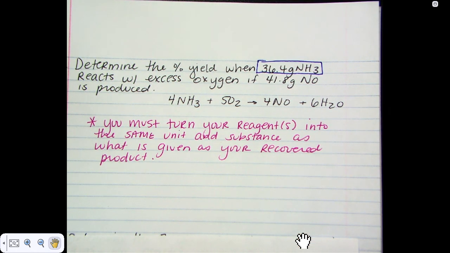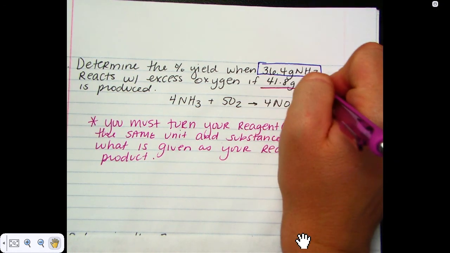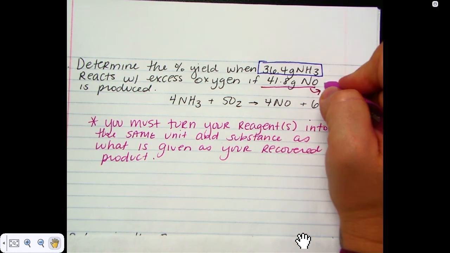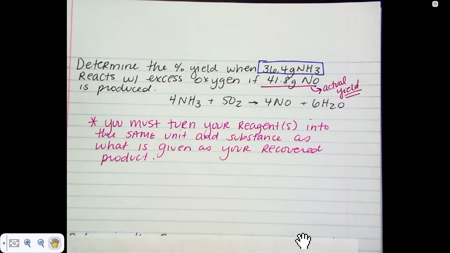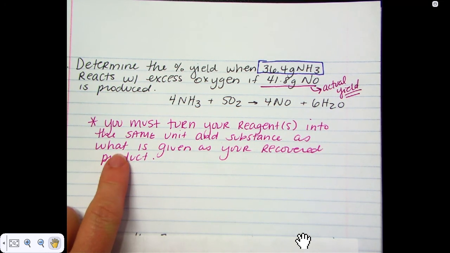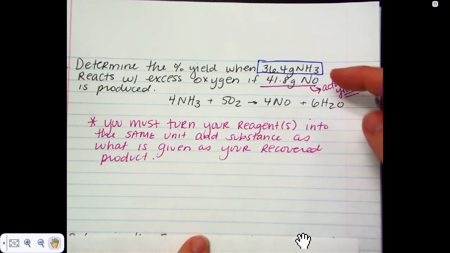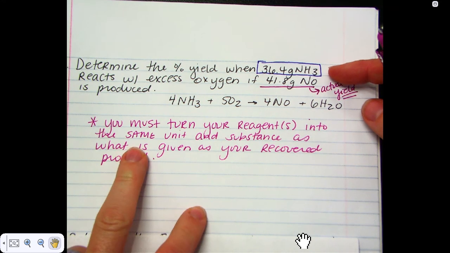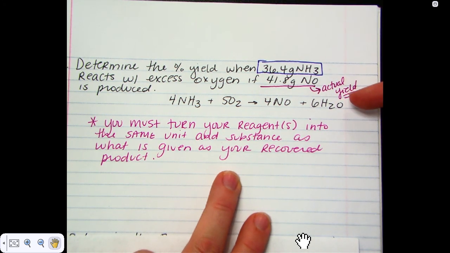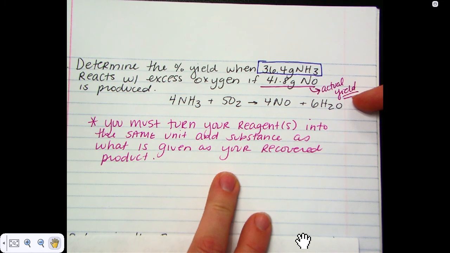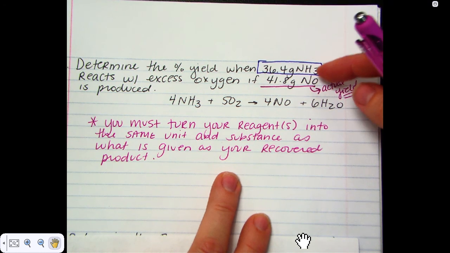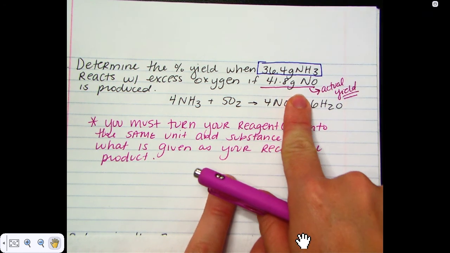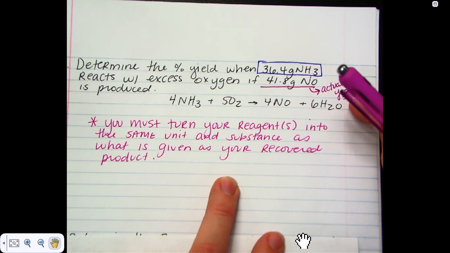My 41.8 grams of NO, that is what I obtained in the lab. This is my actual yield, meaning in terms of percent yield, that's what I'm going to compare to. So I have a note here. You have to turn your reagents into the same unit and substance as the substance that's given as my recovered product. So in this case, I'm going to have to do the stoichiometry to convert the 36.4 grams of NH3 into grams of NO so that I can compare those values.